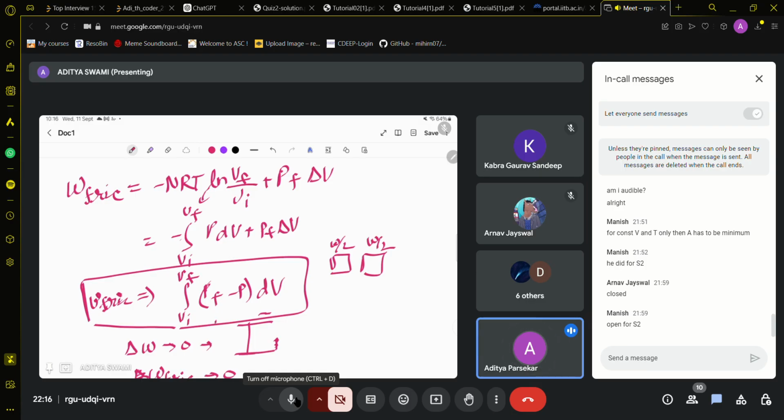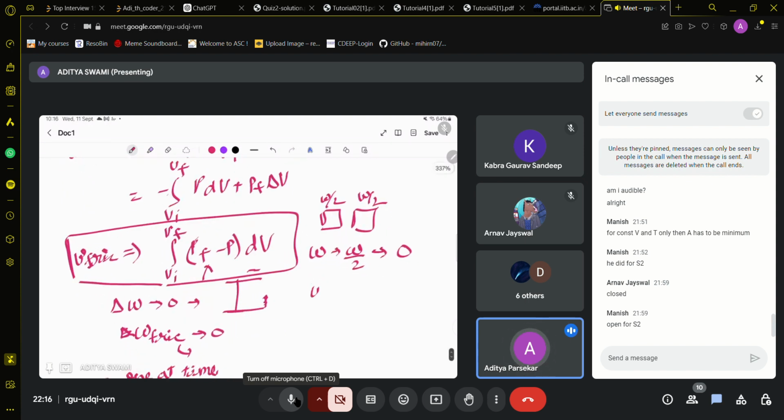So you can integrate this equation from W to W by 2 and then W by 2 to 0. That is how you will get the total work involved in the loss as heat in the friction.